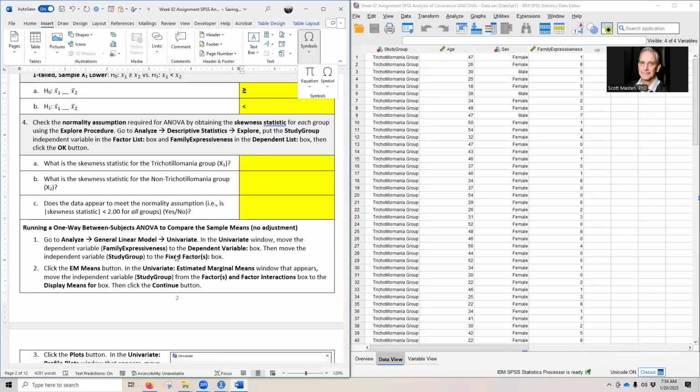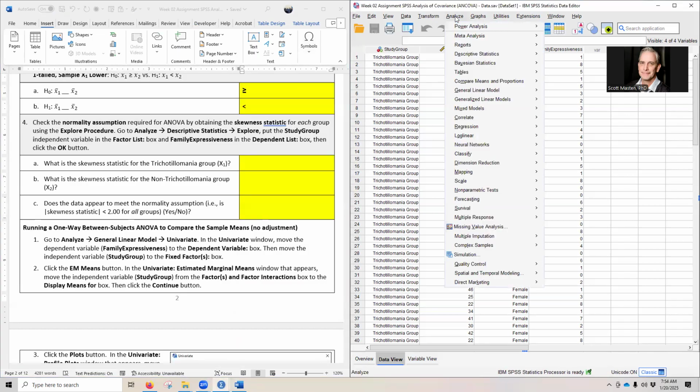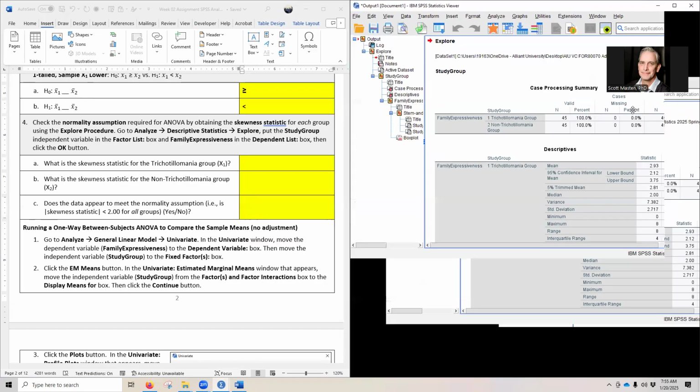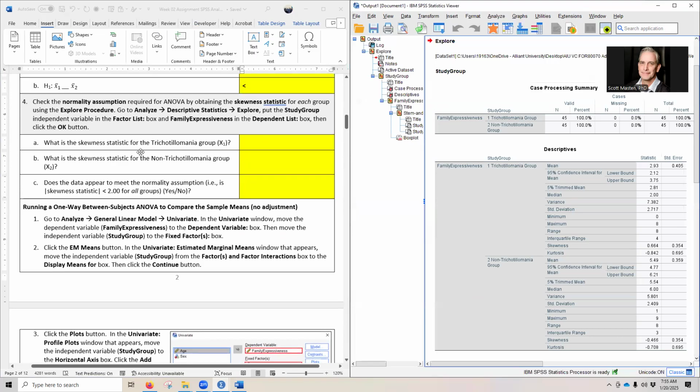So we're going to check the normality assumption that's required for doing ANOVAs and all the between groups designs. To do that, you go to Analyze, Descriptive Statistics, and Explore, and put Study Group as your factor and Family Expressiveness as your dependent. And then click OK. You get a bunch of stuff out of this. So it's asking specifically what is the skewness statistic for the trichotillomania group.